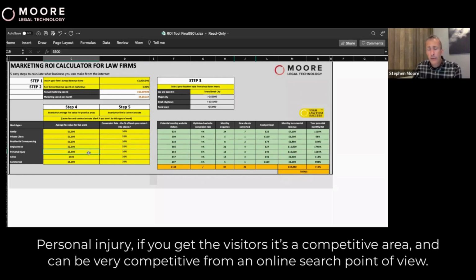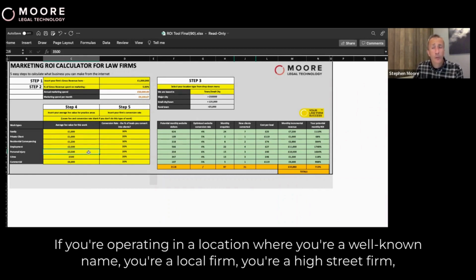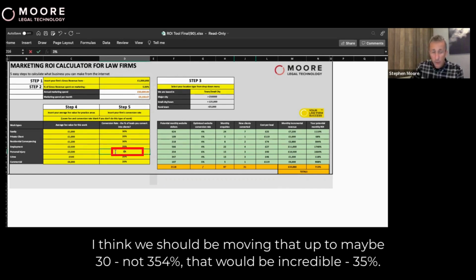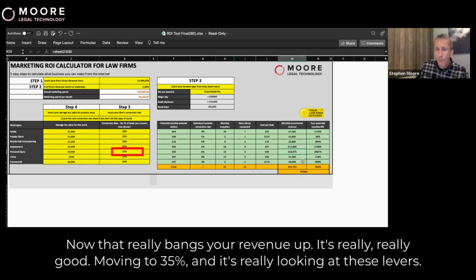Personal injury, that's if you get the visitors, it's a competitive area. It's a very competitive area from an online search point of view, but if you're operating in a location where you're a well-known name, you're a local firm, you're a high street firm, you can gain the leverage from that brand, then again, I think we should be moving that up to maybe more 30, not 35. 35% would be incredible. Now that really bangs your revenue up. It's really, really good, and it's really looking at these levers.